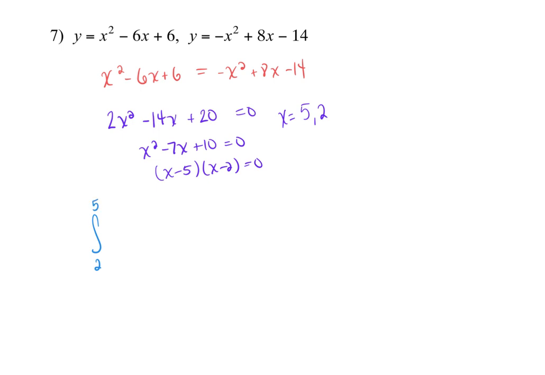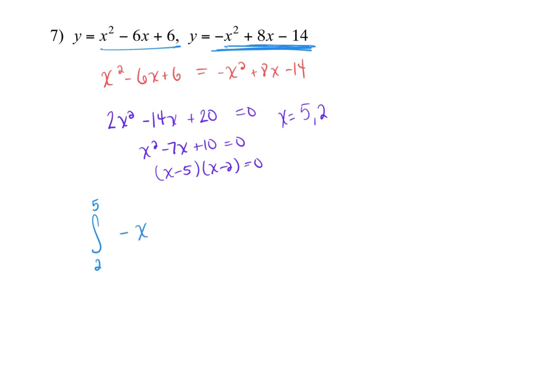I just have to determine which one gives me a higher number. So if I pick like a 3 and plug it in, you'll actually see that this function is above that function. You get negative 9 plus 24 minus 14, so you get a 1 there. Here you're going to get 9 minus 18 plus 6, which is a negative number. So this is the higher one.